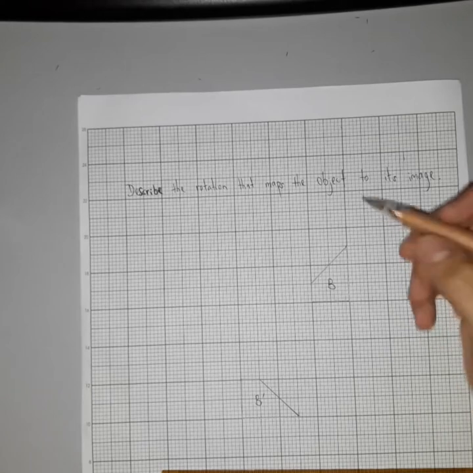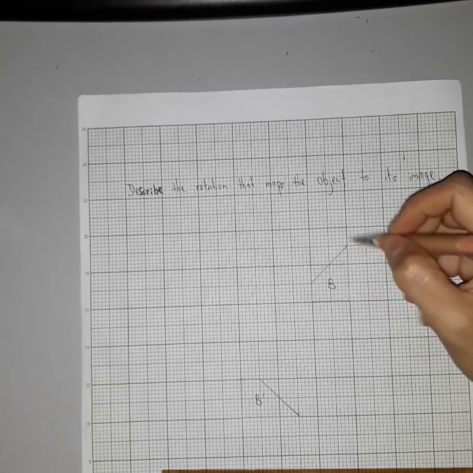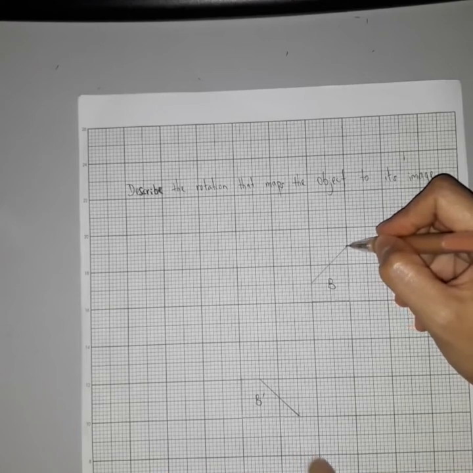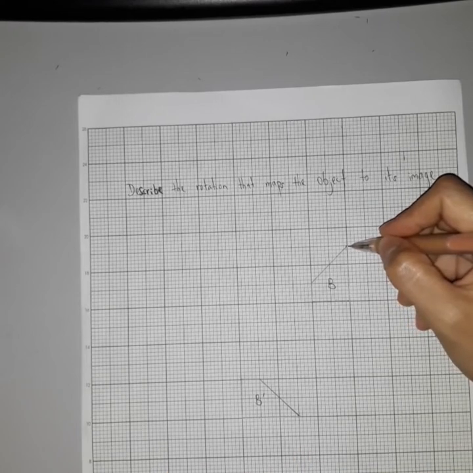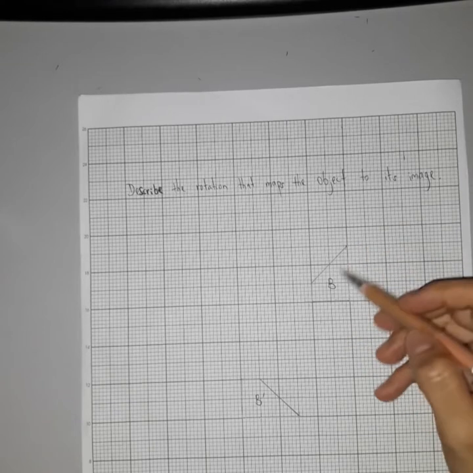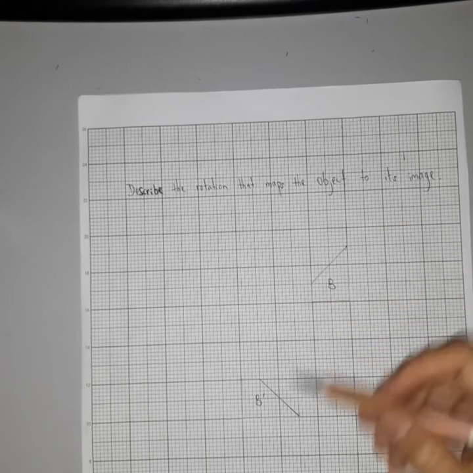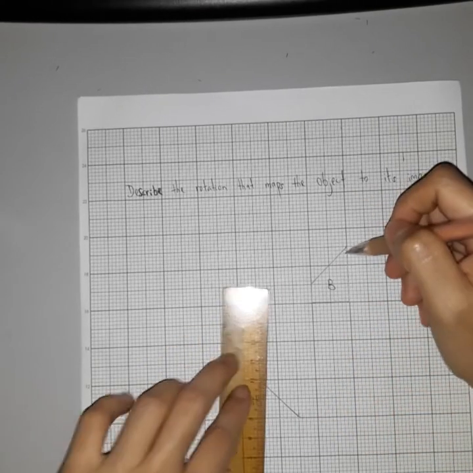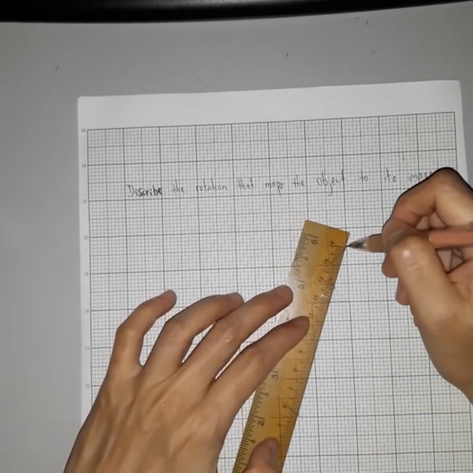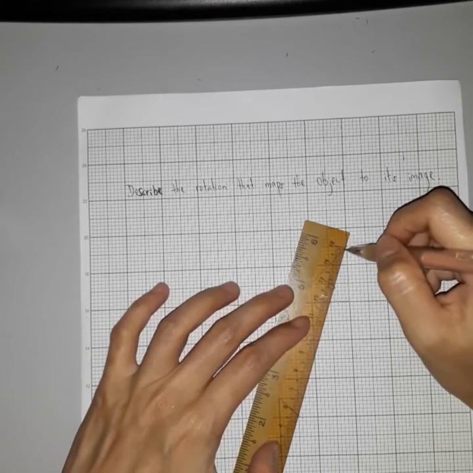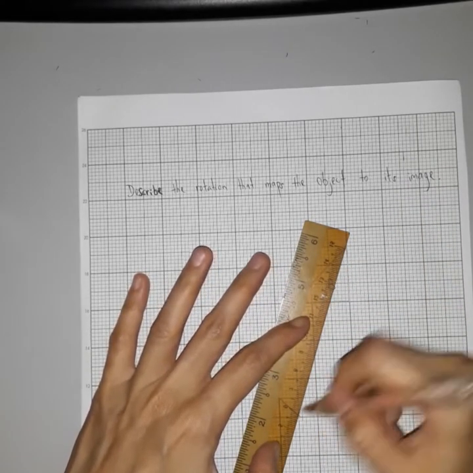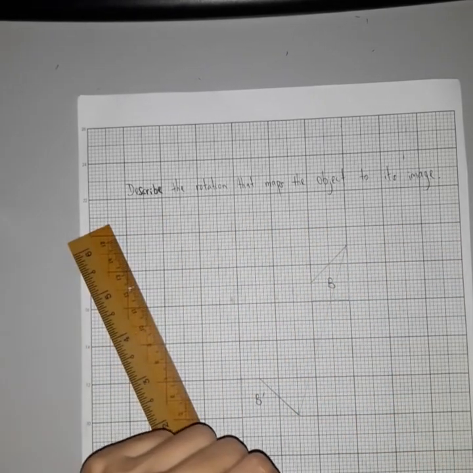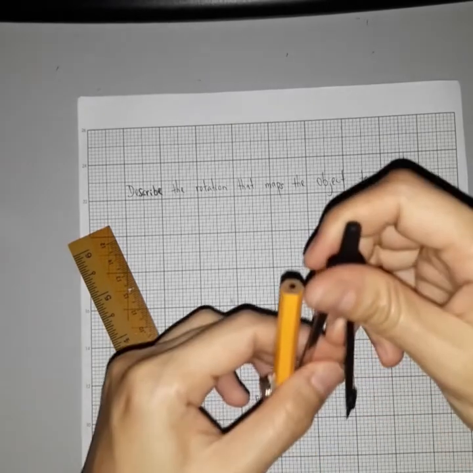First, what you can do is you select a point from the object. If I select this point, then you have to connect it to the corresponding point of the image. So look at the shape. If I select this point, for this shape, the point is here. This is the corresponding point. And you connect it, draw a line, and draw a perpendicular bisector for this line.